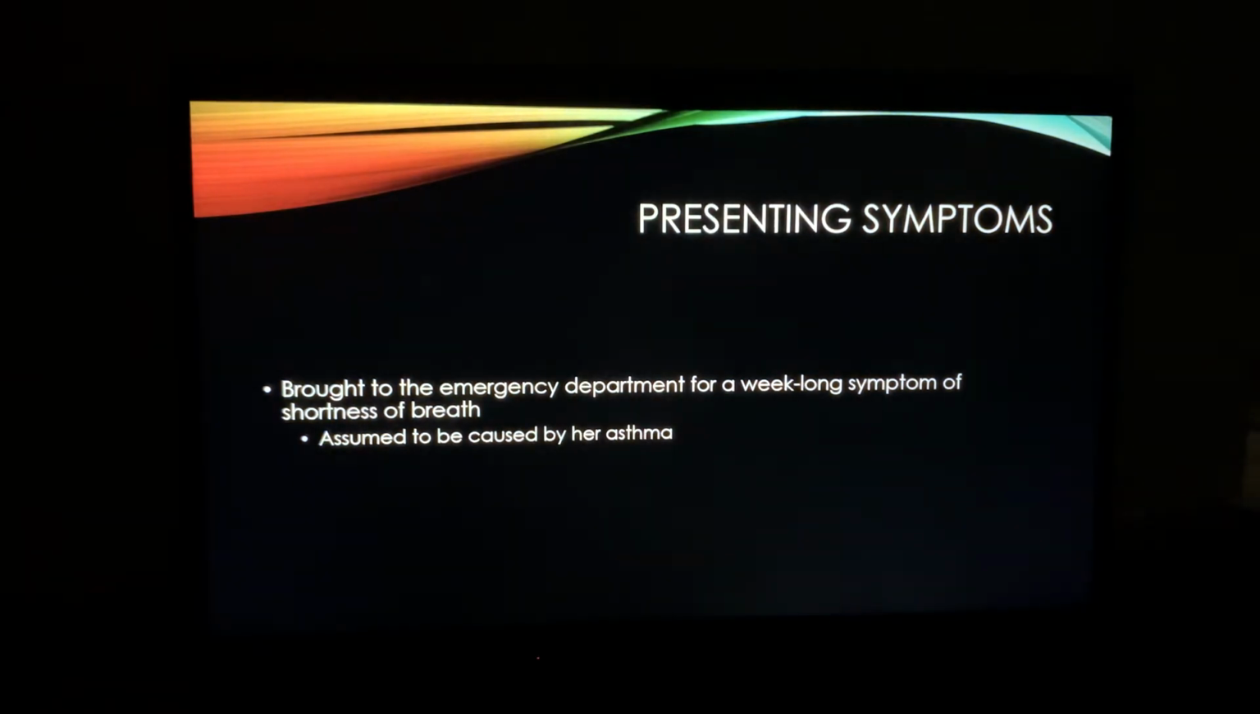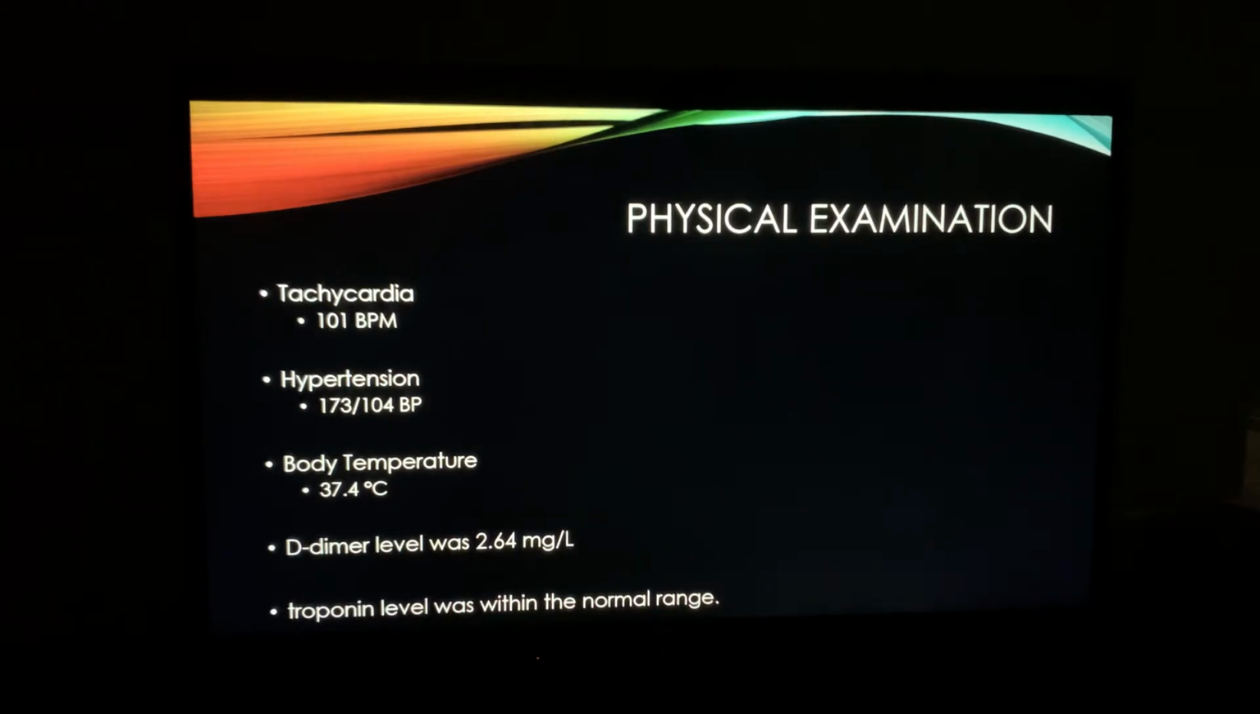Her presenting symptoms: she was brought to the ER for a week-long symptom of shortness of breath, which was assumed to be caused by her asthma. After a physical examination, she showed tachycardia at 101 beats per minute, hypertension with a blood pressure of 173/104, and her body temperature was 37.4 degrees Celsius, which is roughly 99 degrees Fahrenheit, so slightly elevated temperature, but nothing to be concerned about. Her D-dimer level was 2.64, and her troponin level was within the normal range.